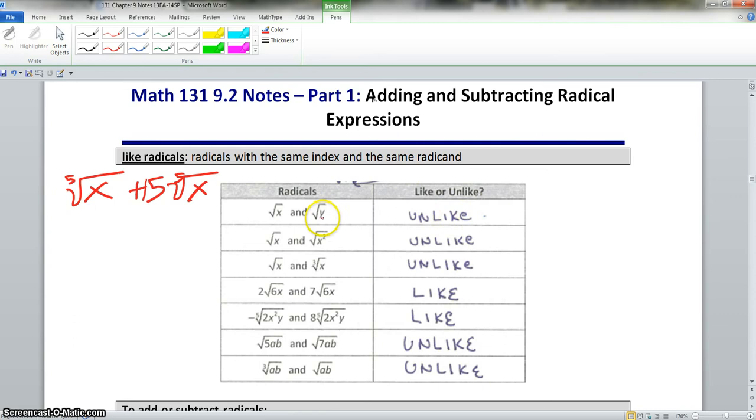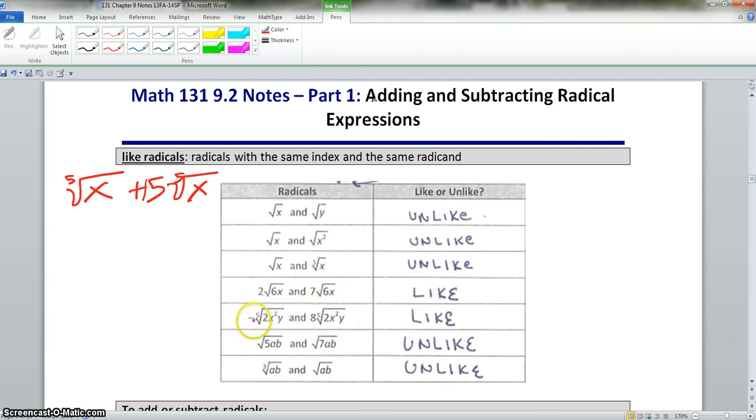unlike radicals. Then we have the square root of x and the square root of x squared. Now they both have the same index, but they do not have the same value under the radical. It's unlike. We have the square root of x and the cube root of x. They do not have the same index, so they're unlike. Now we look again at the radicals. We have the same index. We have the same value under the radicals. They are like radicals.